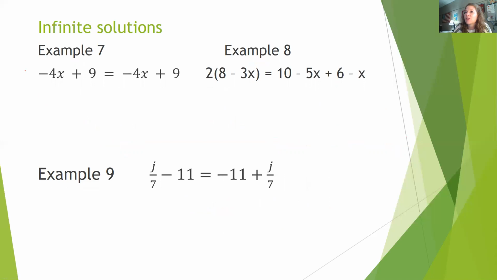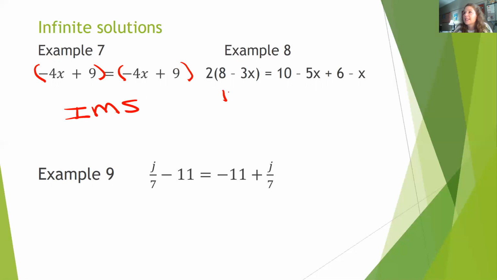All right, so look at this example 7. Do you notice that these equations match perfectly? If you ever get to this point in a problem where you go, oh, those are exactly the same, including the signs, then that means there's an infinite number of solutions or infinitely many solutions, okay? If you don't notice that and you canceled out your x's, you would still get 9 is equal to 9, which is true.